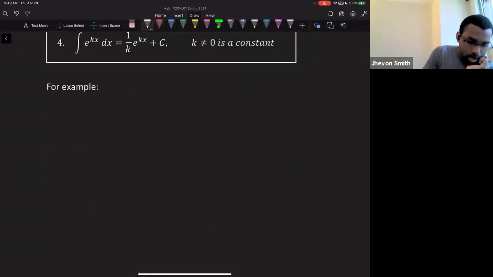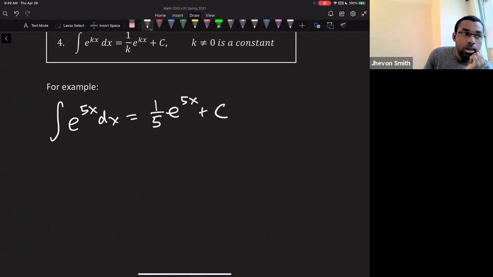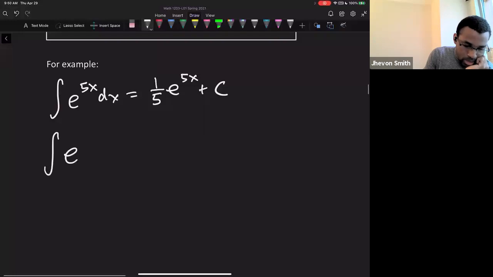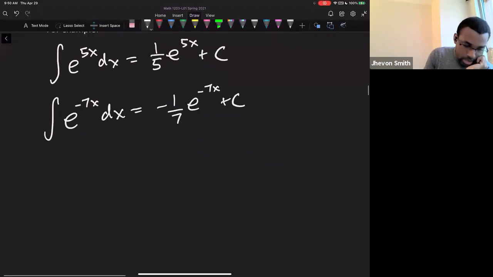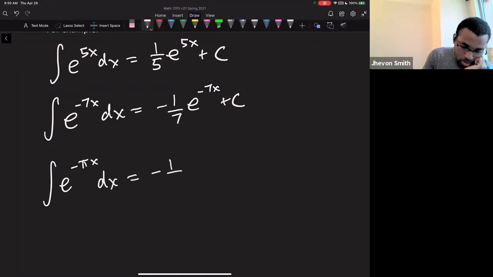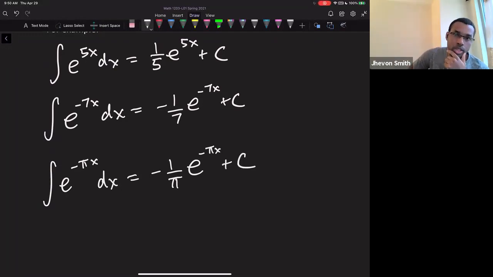Yeah, so just one quick example. For example, if I said the integral of e to the 5x dx, this is just 1 over 5 e to the 5x plus c. Or if I said the integral of e to the minus 7x dx, this is just minus 1 over 7 e to the minus 7x plus c. If I said the integral of e to the minus pi x dx, this is going to be 1 over minus pi e to the minus pi x plus c, right? So the exponentials, they're still pretty easy.